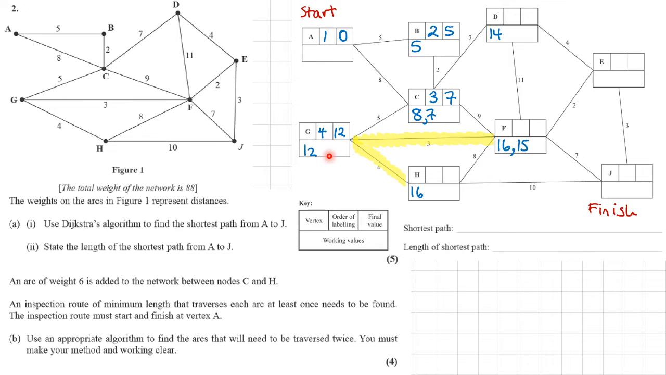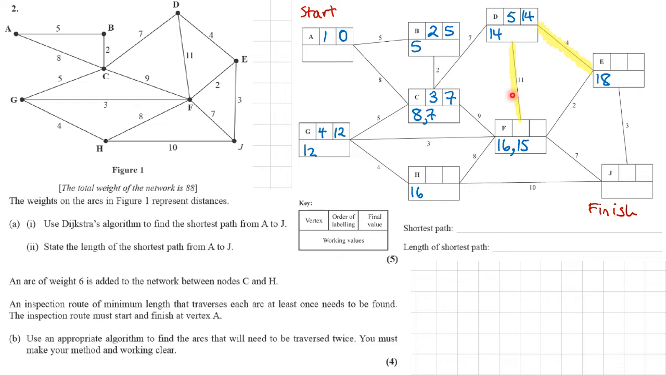The vertex that has the lowest working value from D, F and H is D, so the 14 becomes its final value, and that will be the fifth vertex that I label. The vertices directly connected to D are E and F, so a working value for E is going to be 14 plus 4, which is 18, and then another working value for F is going to be 14 plus 11.